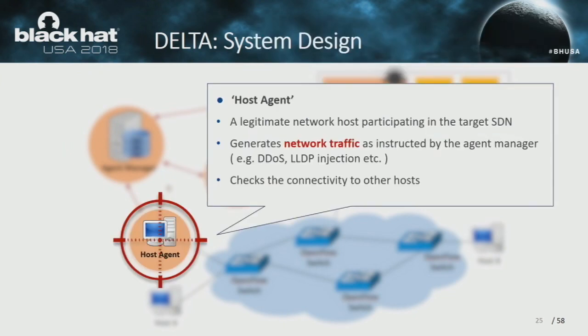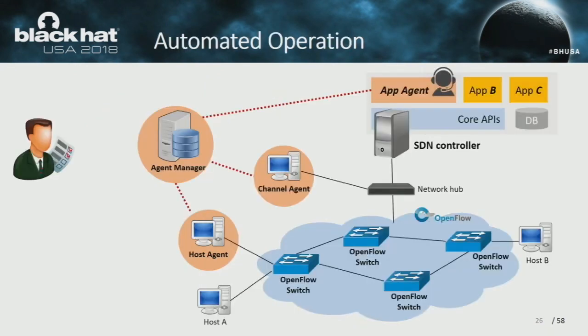And lastly, the host agent acts as a normal host participating in the target SDN. So it is capable of generating network traffic to any accessible targets. For instance, the host agent sends a large volume of network traffic to the OpenFlow switch, causing a packet flooding attack that I mentioned before. And it can be used to verify the connectivity to the other host or whether there is a performance degradation on the switch from the traffic latency. So this is how Delta basically works.